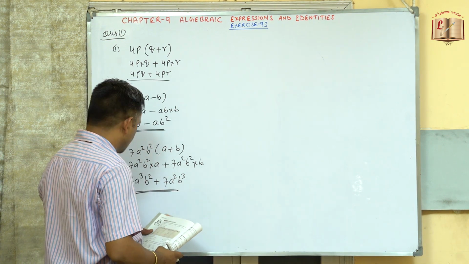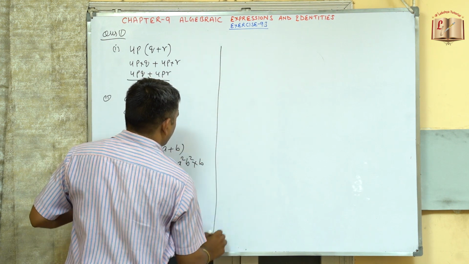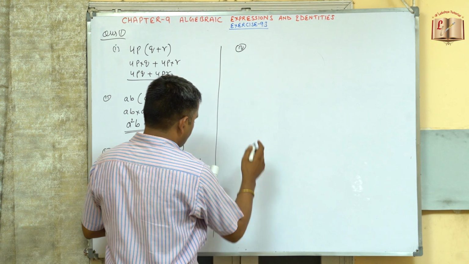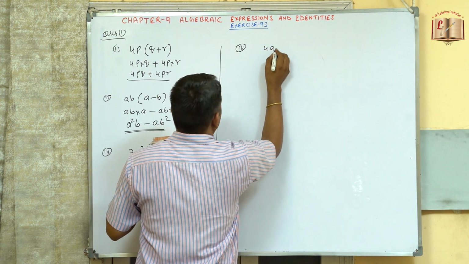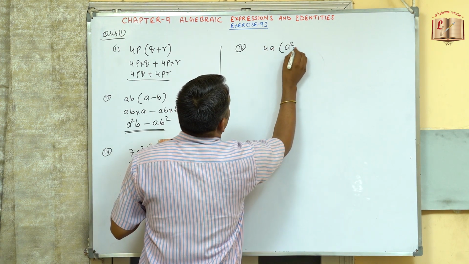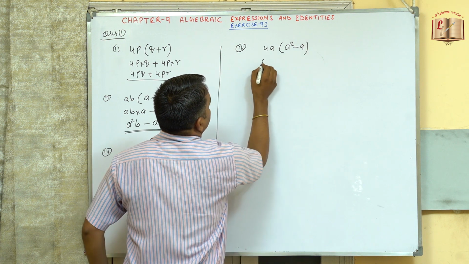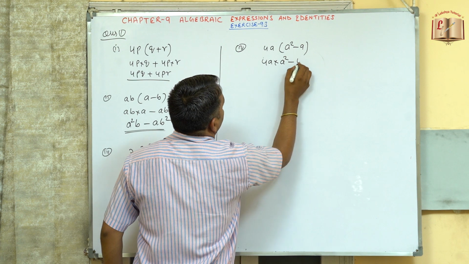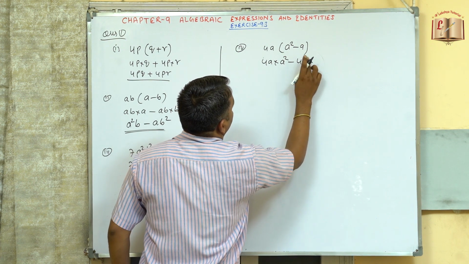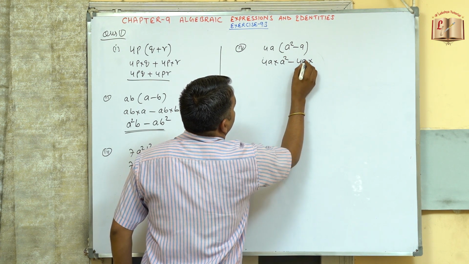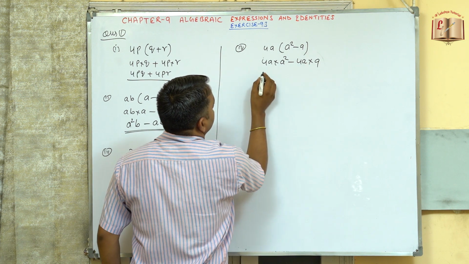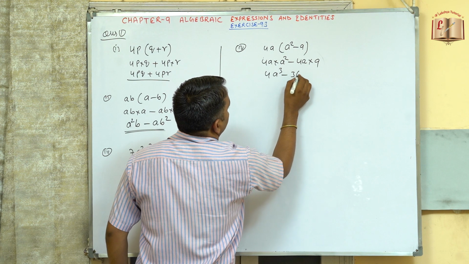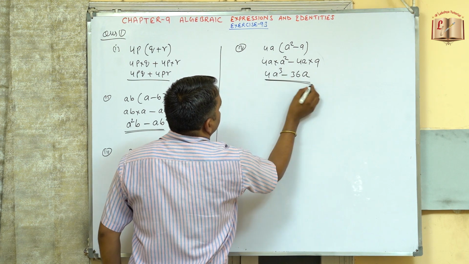So now coming to the fourth part of this. It is 4a times (a square minus 9). So this will be now 4a into a square minus 4a into 9. So this is now 4a cube minus 36a. So this is the answer.